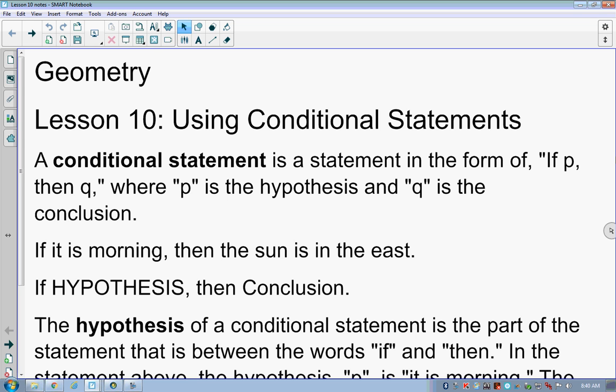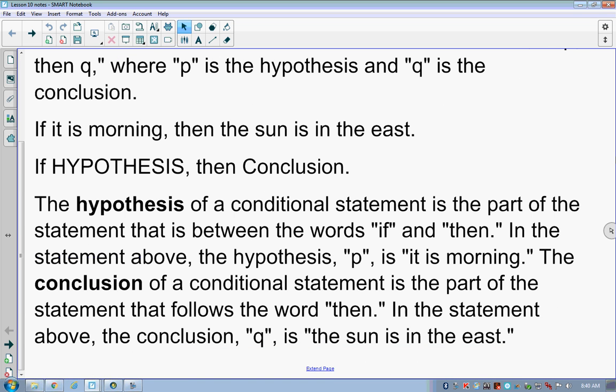So if hypothesis, then conclusion. We could read all this, but I think you understand it. The hypothesis of a conditional statement is the part of the statement between the words if and then. In the statement above, the hypothesis P is it is morning. The conclusion is the part that follows the word then, which is Q, the sun is in the east. You guys have got it. We're moving right on.